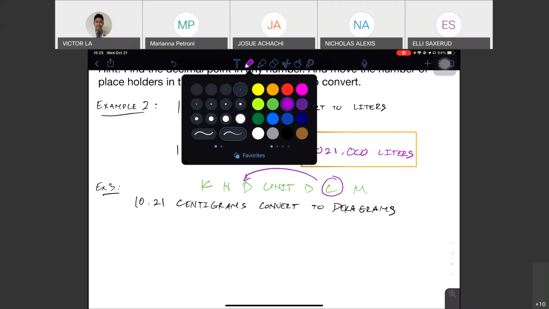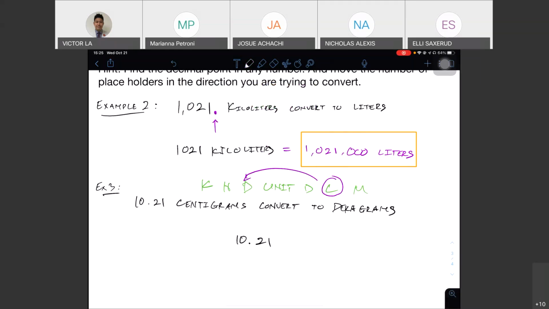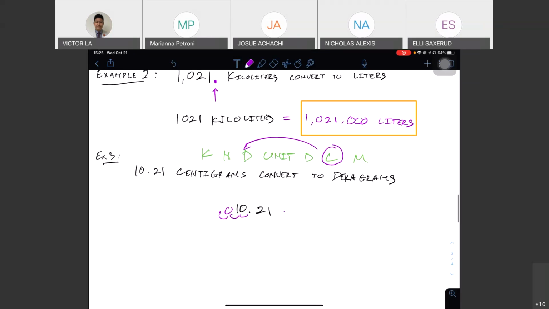So what do you do? Got 10.21. You locate the decimal. Whereas decameter in relationship to centimeter is to the left. How many units is that, or placeholders? It's also 3, but now you'll notice that you're going to the left instead. So you move it 3 times. 1, 2, and 3. Right there, and then you have to add 0. So then this implies that you'll have 0.01021 decagrams.